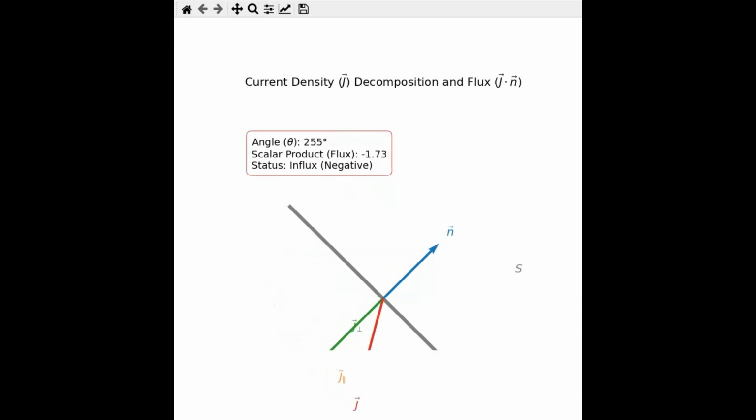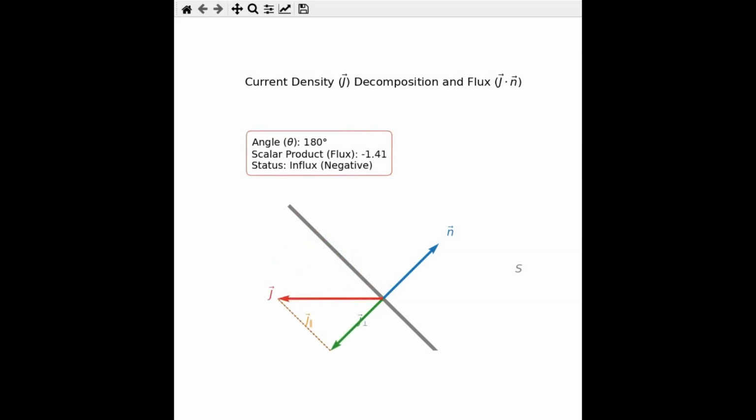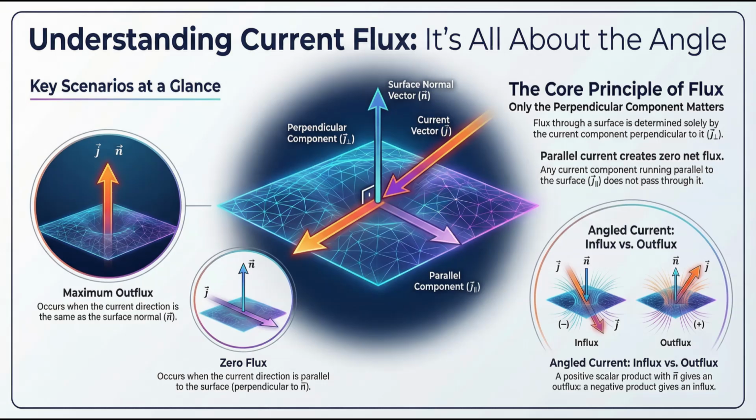First up, the only thing that matters for flux is the part of the current that hits the surface head-on, the perpendicular component. If any current is just sliding along parallel to the surface, it doesn't count. It's not actually leaving the volume. Okay, so how do we nail down that perpendicular part?